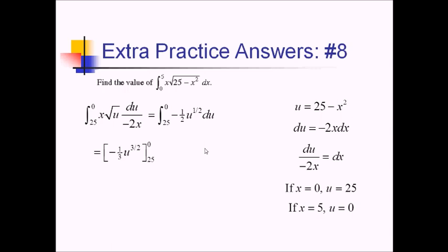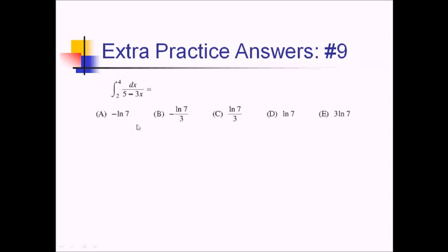So negative 1/2 times 2/3, that's going to become negative 1/3. I'm going to take out my negative 1/3. And if I'm doing the 3/2 power, I'm essentially square rooting 0 and then cubing it, which gives me 0. And then I have to do the same with 25, so square root of 25 cubed, getting subtracted there. So this is negative 1/3 times, well, this is 5 cubed, 125. So negative 1/3 times negative 125, which comes out to positive 125 over 3.